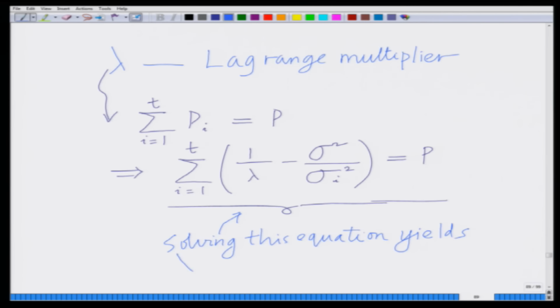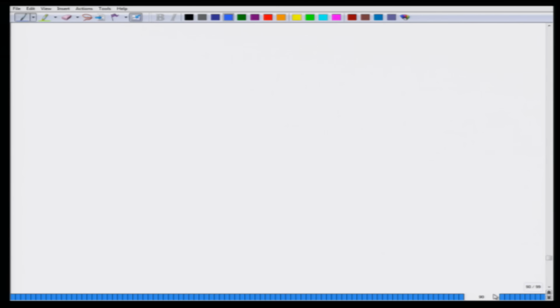yields lambda, which is the Lagrange multiplier, and therefore, once you solve for lambda you can substitute this back in this expression to get the power Pi of the ith channel to achieve the maximum sum rate, which is also the capacity of the MIMO wireless system. This optimal power allocation is termed as the water filling algorithm.